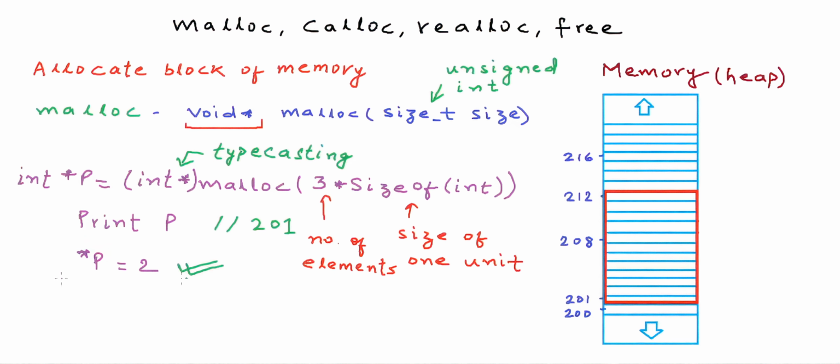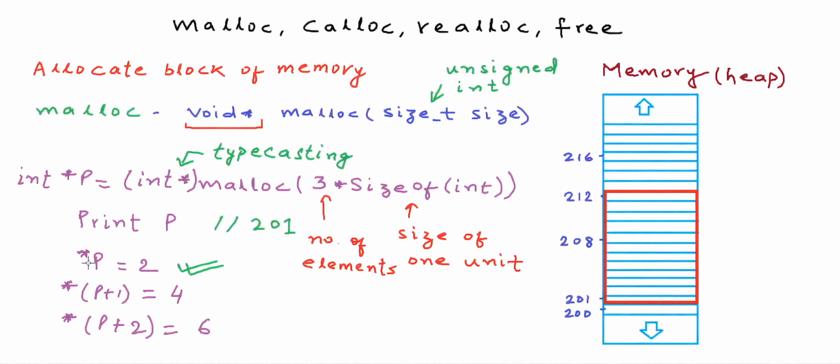If we want to assign some value to the second element, the second integer in this list, then we will dereference the address p plus 1. Let's say we write the value 4 here, and if we want to access the third integer, then we will write something like this. Let's say the value is 6 here. By asking for a memory block for 3 integers, we are basically creating an array of integers with 3 elements.